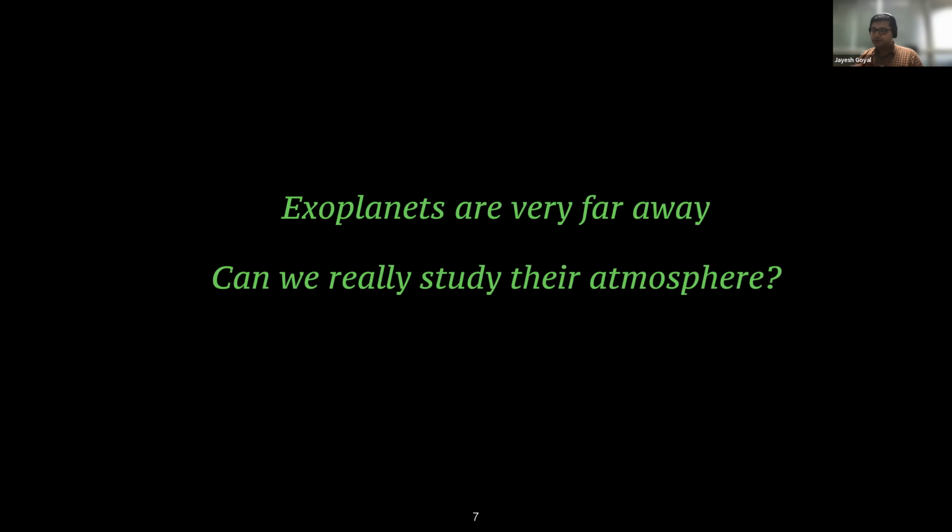So before going into answering those questions, we need to understand one thing: exoplanets are really, really far away. They are very, very far away. So when I was saying that we have detected exoplanets, we should study their atmosphere and try to understand, does it have an atmosphere?